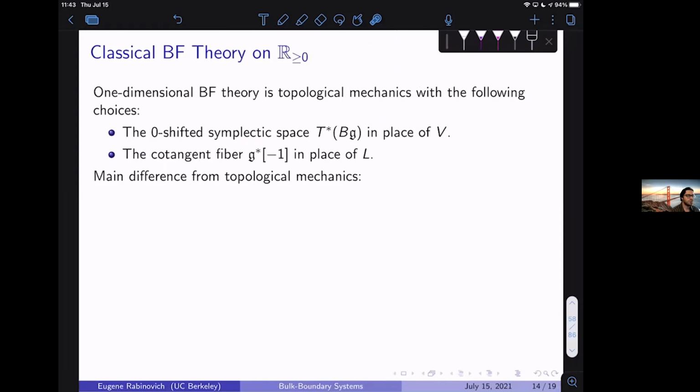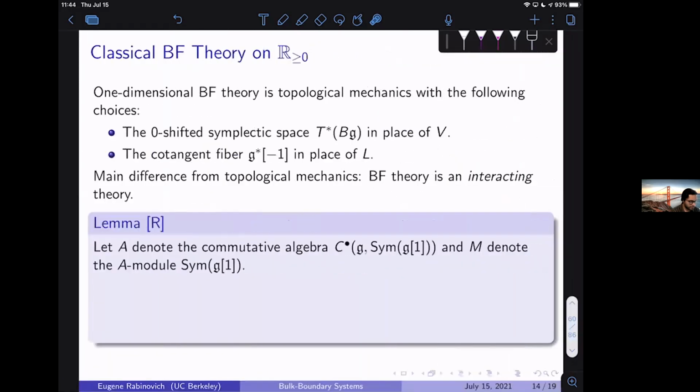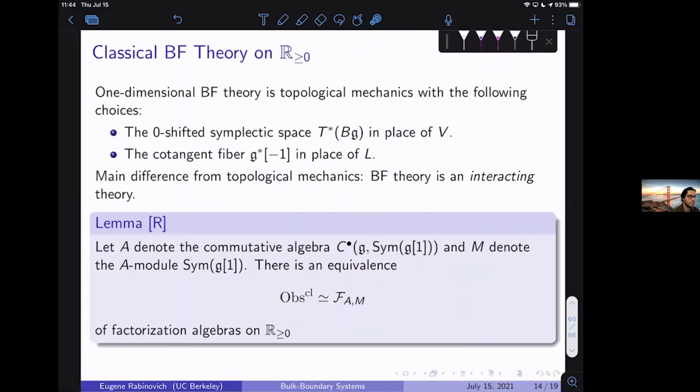And structurally, for people that are sufficiently homotopical, well, it should not be any different from topological mechanics, but unfortunately, when we do field theory, there's this sort of artificial distinction between free and interacting ones, and BF theory is an interacting theory. So we have to actually use the full machinery of interacting theories. And so at the classical level, that's all right. That's not too hard. And we can show that basically we get the factorization algebra which is associated to this particular algebra and this particular module of this algebra. So that's what happens at the classical level.